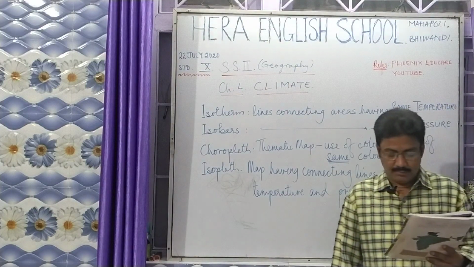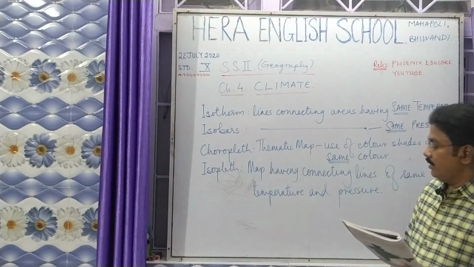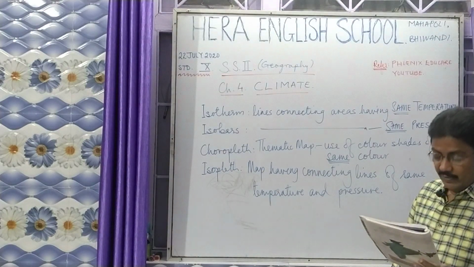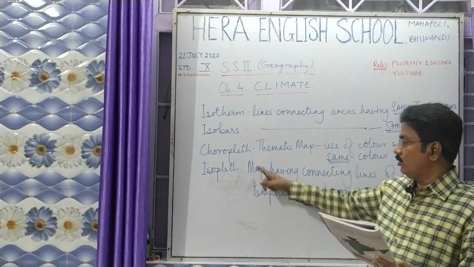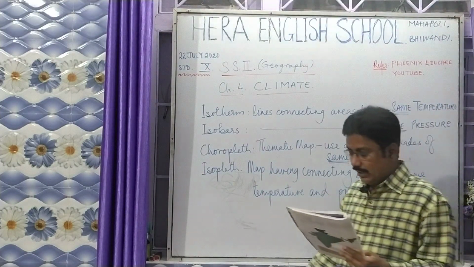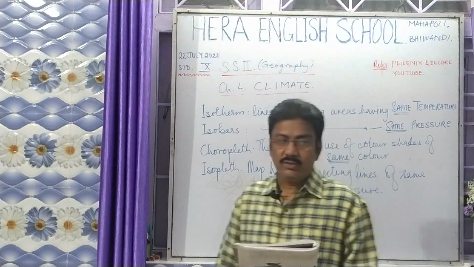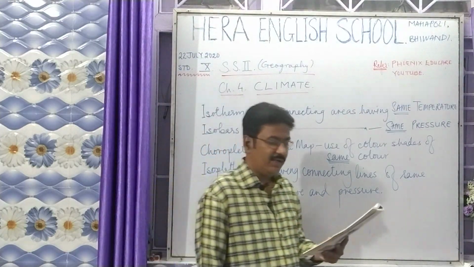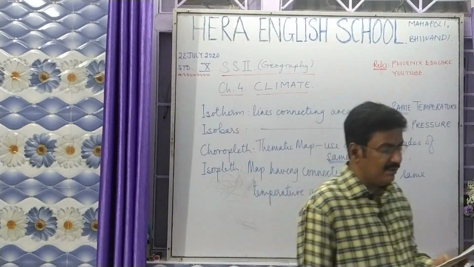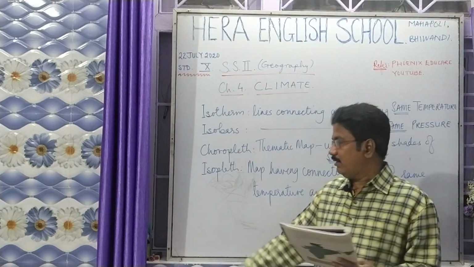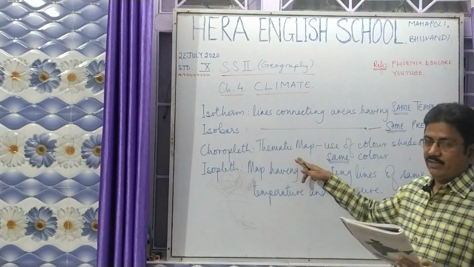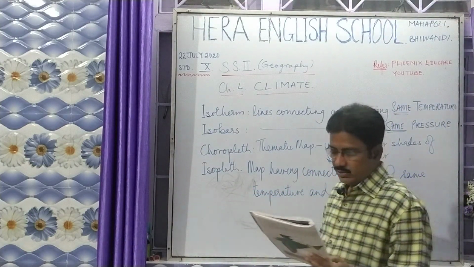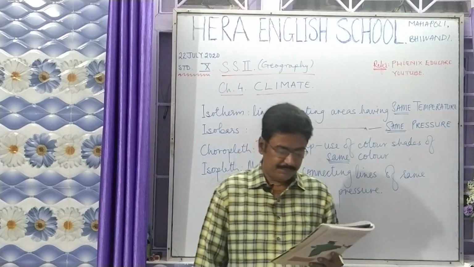So the method of map that is used in this particular map, figure 4.1, page number 25, chapter number 4, climate, is your choropleth map and your isopleth map, because two things are being shown in that map. One is your annual average rainfall. Secondly is the temperature. The choropleth is used for the average annual rainfall, whereas the isopleth is used for the temperature marking in that manner.